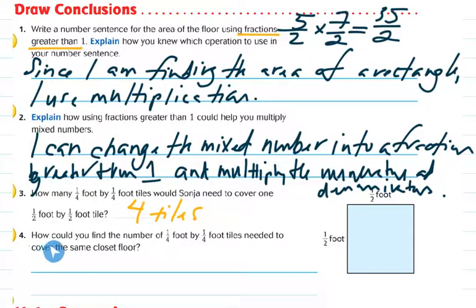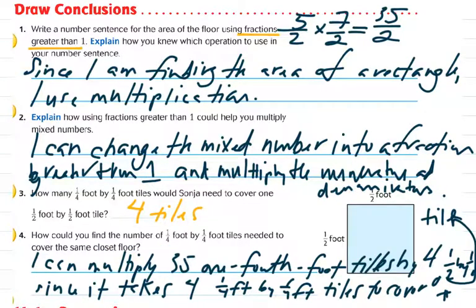Next, number 4. How could you find the number of 1/4 foot by 1/4 foot tiles needed to cover the same closet floor? So what we would say, boys and girls, is I can multiply 35 1/4 foot tiles by 4, since it takes 4 tiles that are the size of 1/4 by 1/4 tiles to cover a half by half tile.